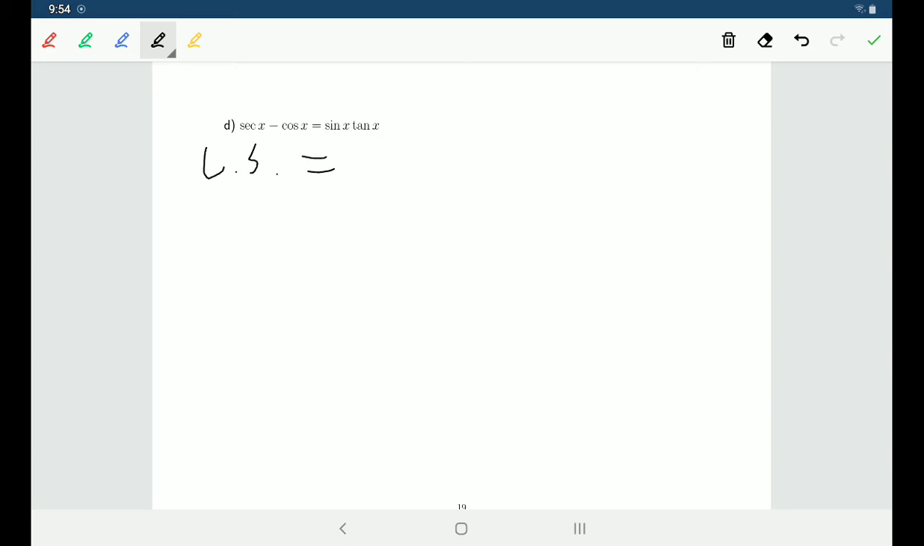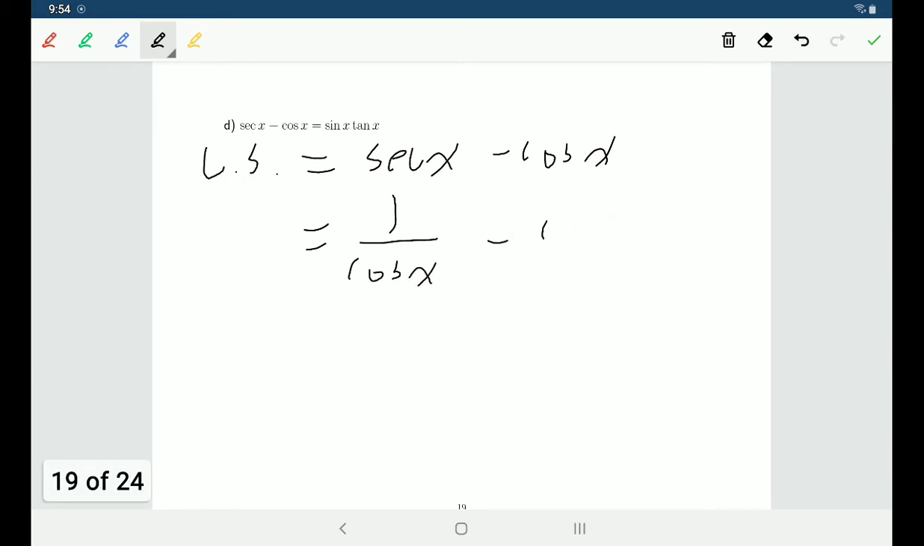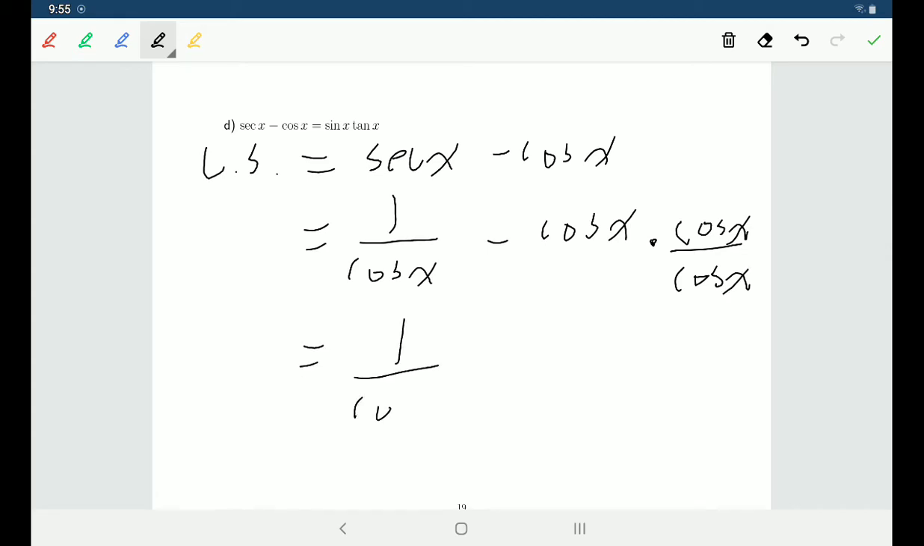Why not? So the left side, which is secant of x minus cosine of x, instead of secant, it'll be 1 over cosine. And then I'm going to make a common denominator. I've got a fraction minus something that's not a fraction, and I can turn the second expression into a fraction by multiplying top and bottom by cosine of x. So I'll have 1 minus cos of x times cos of x, over cos of x.